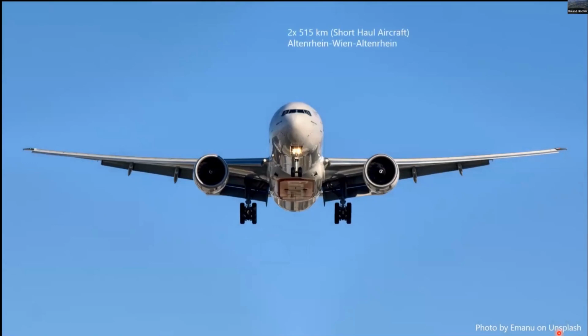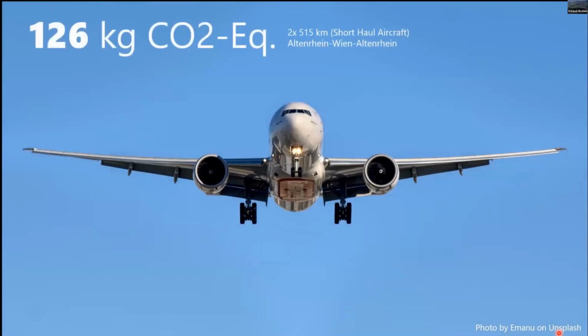Traveling to Vienna, it's a little bit more than 500 kilometers by airplane. I would have caused 126 kilograms of CO2 equivalents if I would have taken the airplane from Altenrhein, a small airport that is close here to my hometown of St. Gallen.